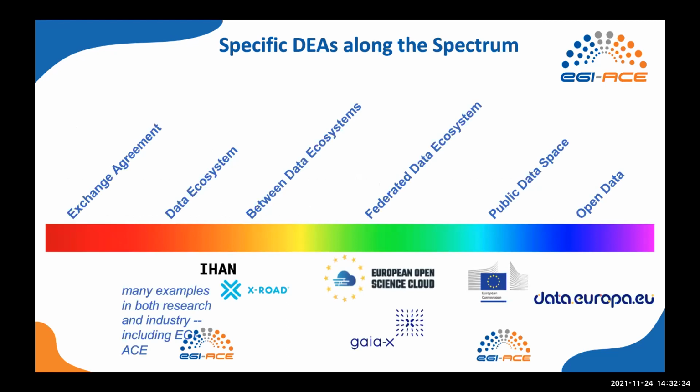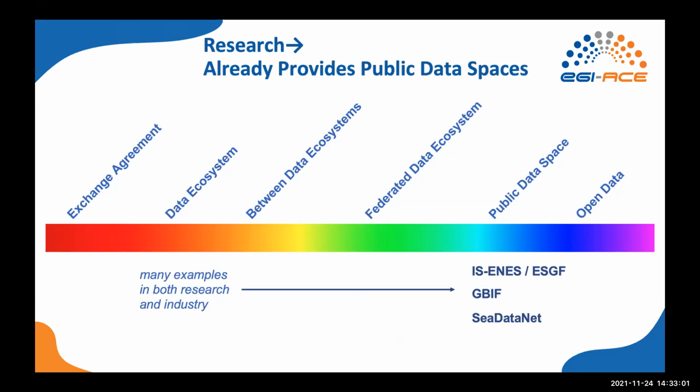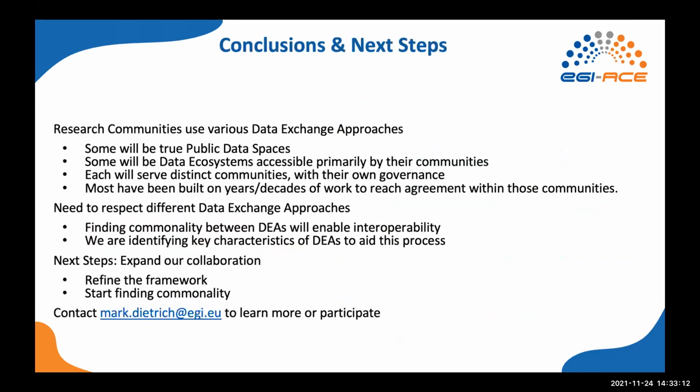So, getting a little more specific on data exchange approaches, I wanted to call out a few. There are 13 data spaces working inside the AGIS project, and many of these are data ecosystems. They're a little bit more narrow in terms of their visibility. Some of them are very much basically the equivalent of a public data space, and we examine these in a working document that we're preparing right now. And then you compare that to some of the other things, such as, for example, I mentioned federated data ecosystems. Research already provides public data spaces. Three of these that we've explored in our case studies: IS, ENIS, GBIF, and CDataNet.